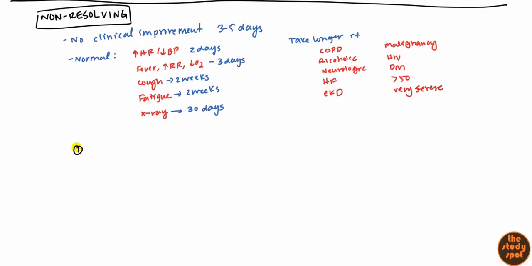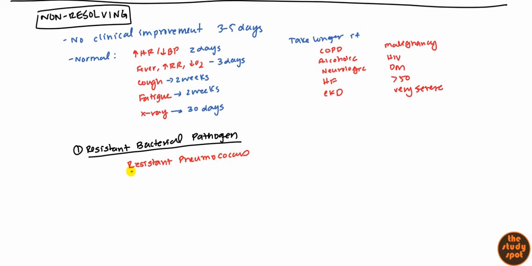So first of all, you want to take into consideration that they may have some underlying conditions. Besides that, if it's non-resolving, you might want to consider that perhaps you're dealing with a resistant bacterial pathogen. The first one could be a resistant pneumococcus. Strep pneumonia is becoming more resistant to different types of antibiotics. They might be resistant to beta-lactams, penicillins, and then macrolides; in certain areas, up to 25% of the strep pneumonia is becoming resistant to that.